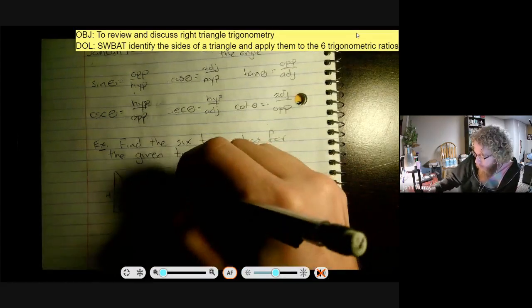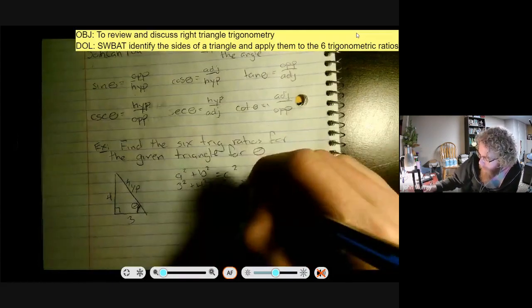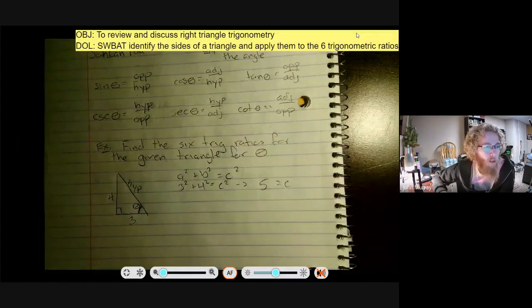So you would plug this in. 3 squared plus 4 squared equals C squared. Okay, I'm going to skip it. I'm going to let you know that C is equal to 5. If we have some time, we'll do a little extra lesson.